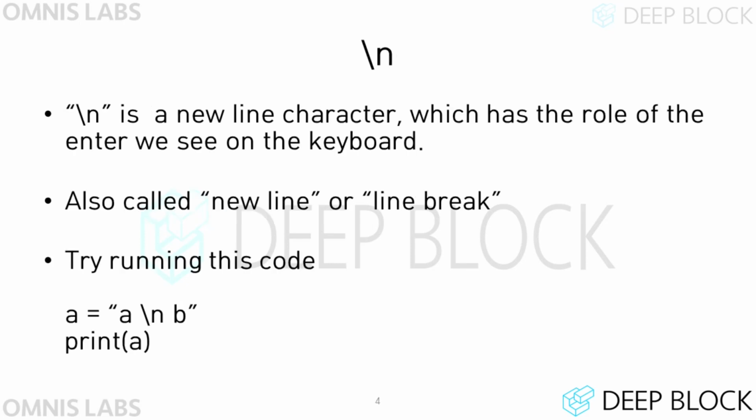Let's learn some special characters. First, let's look at the new line character. The new line character \n is used to represent a new line in a Python string. It is also called line feed, line break, or new line, and is used with a backslash to distinguish it from the character n. Execute the code shown in the slide and see how the string is printed when a string containing \n is printed.